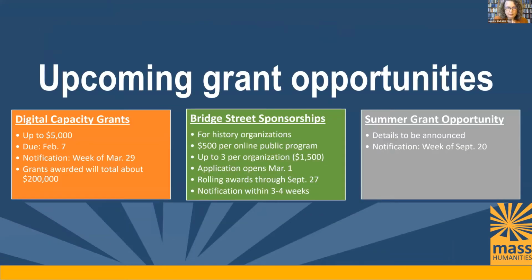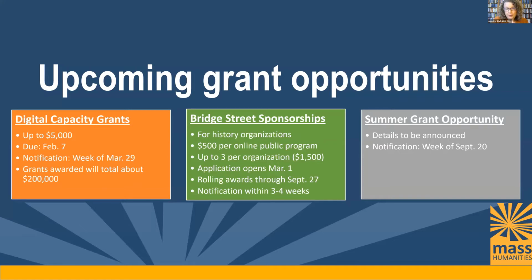I just want to mention our upcoming grant opportunities. Our digital capacity grants is what we're going to be talking about today. We have Bridge Street sponsorships also coming up in March. These are specifically for history organizations, and they will give you $500 per online public program, and you can apply for up to 3 of them. You can apply for them all at once if you'd like. That application is going to open up March 1st. There will be rolling awards through September 27th, though because it's rolling, it's probably a better idea to apply earlier rather than later. You'll be notified within 3 to 4 weeks. It's going to be a very simple, short application.